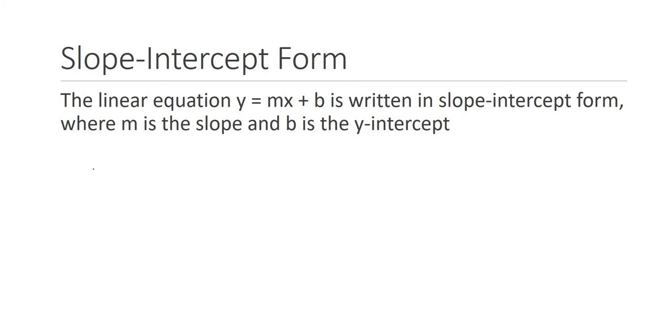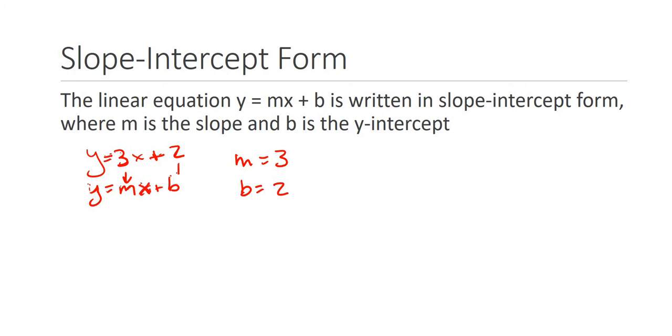So something like this, where we have y = 3x + 2. And since that's in y = mx + b form, we can see that m is 3 and b is 2, because the 3 falls in the position where m is, and the 2 falls in the position where b should be. So m is the slope, so 3 is my slope, and b is the y-intercept.